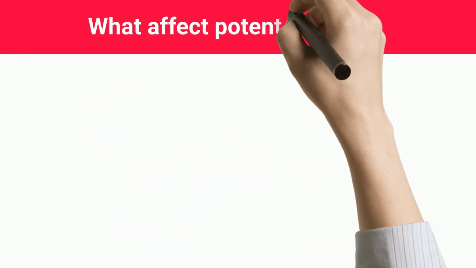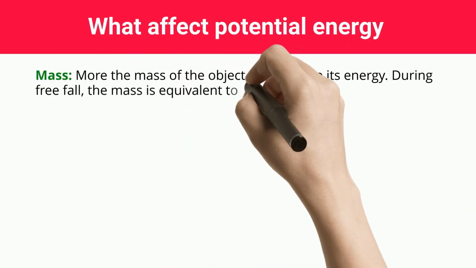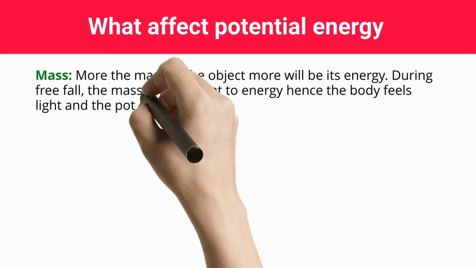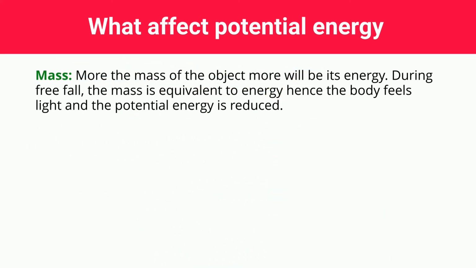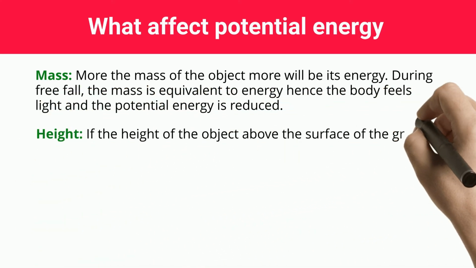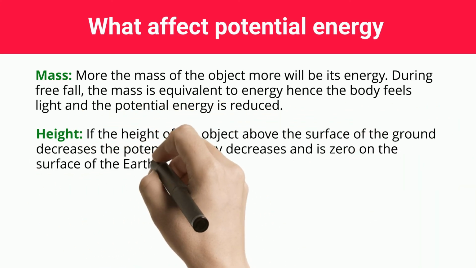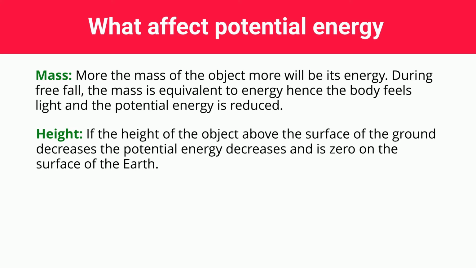What affects potential energy? Mass. The more the mass of the object, the more will be its energy. During free fall, the mass is equivalent to energy, hence the body feels light, and the potential energy is reduced. Height. If the height of the object above the surface of the ground decreases, the potential energy decreases, and is zero on the surface of the Earth.